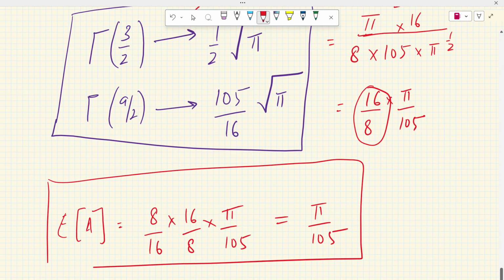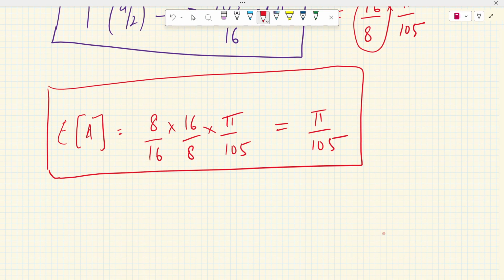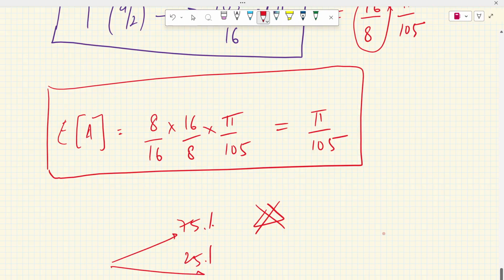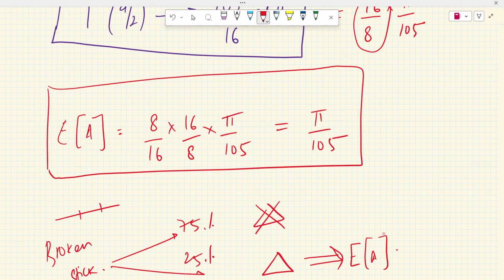So this is really surprising. The broken stick triangle: first of all, like 75% of the time we do not get a triangle, and then the 25% of the time that we do get a triangle out of our stick broken at two places, on those occasions the expected area is just 105. I think this is very small.